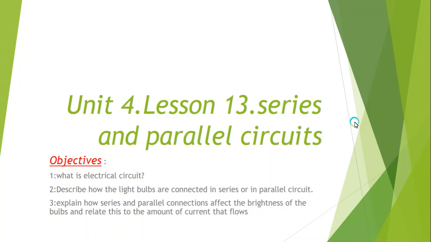I'm going today to speak about a science subject from Unit 4, Lesson 13, Series and Parallel Circuit. Let's start with our objectives. The first one is: what is an electric circuit. The second one: describe how light bulbs are connected in a series or parallel circuit. And the third one: explain how series and parallel connections affect the brightness of the bulb and relate this to the amount of current that flows.